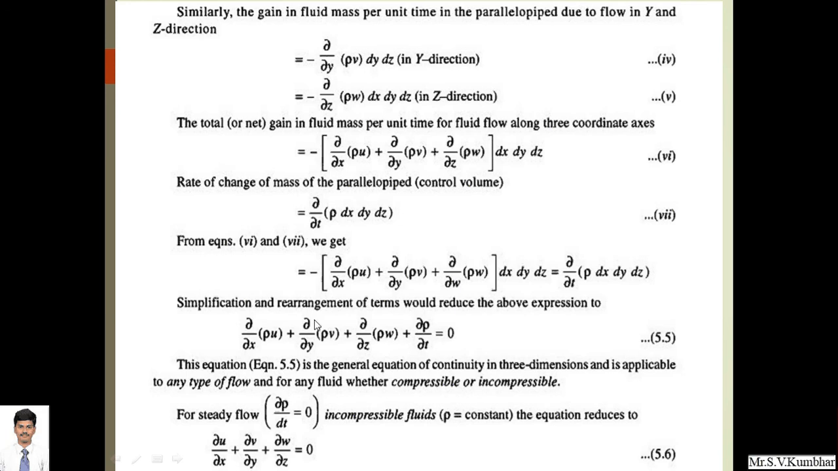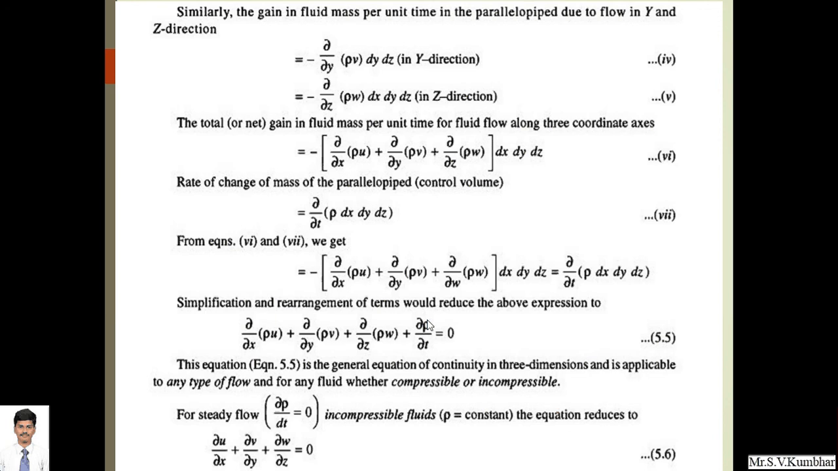So this equation is known as the continuity equation in three-dimensional form, and it is applicable to any type of flow, whether it is a steady flow or unsteady flow, whether it is a compressible flow or incompressible flow, right?